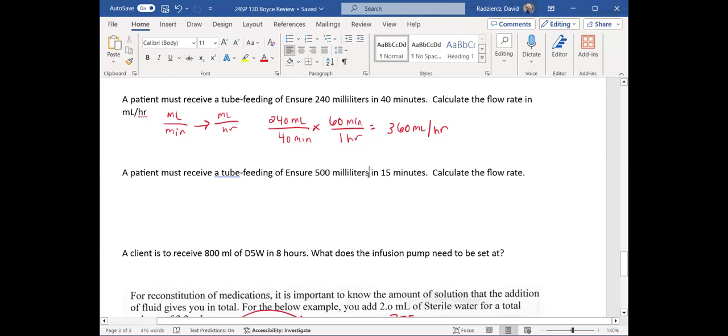All right, so I think some of you already answered this one, so I'm going to go ahead and go through it. Maybe not. Maybe those are just some of the different answers. All right, so I don't think anyone got this answer yet. So for this question, the 500 milliliters in 15 minutes, what would you set the infusion pump to in milliliters per hour?